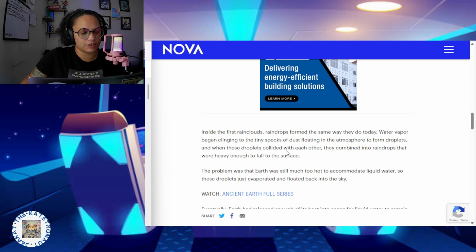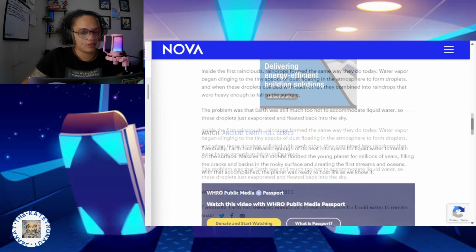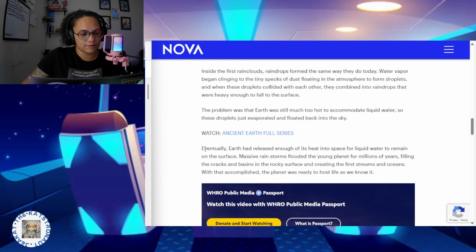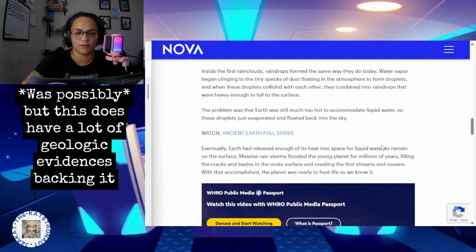And so this just breaks down mostly the atmospheric, how rain droplets form, and then, as it says here, eventually Earth had released enough of its heat into space for liquid water to remain. So one of the details it doesn't say in this article, because again it's just a short explanation about how the water world was possibly formed.